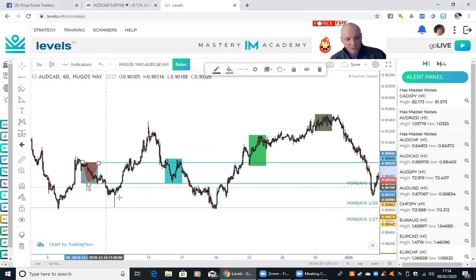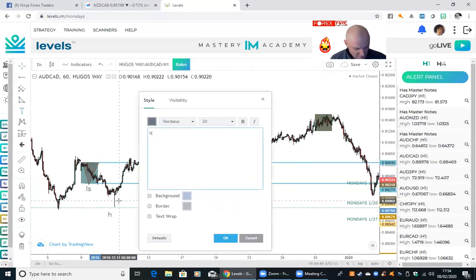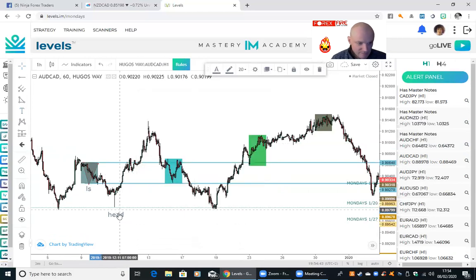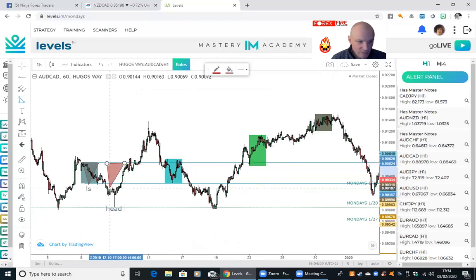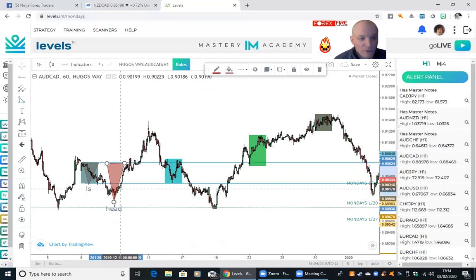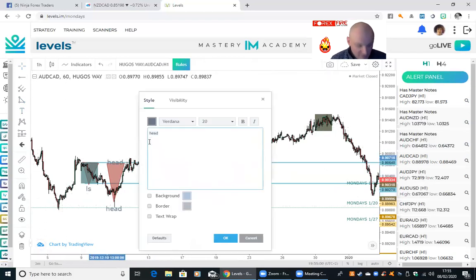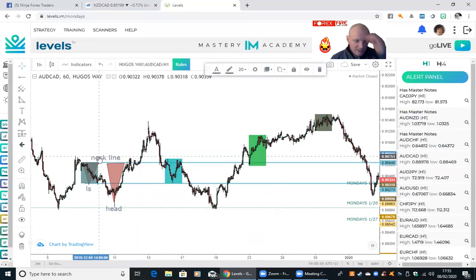Where did we break out? On the bottom. Again, this is known as your head. Okay, left shoulder, head. And again, guys, do this as well. Be very visual with everything you do. There's your head. Okay, we are then waiting for the 100% retracement back to this here, the opposite side of the head, which is the neckline. Did we get the 100% retracement to the neckline? We certainly did. Okay, so that's another one ticked.